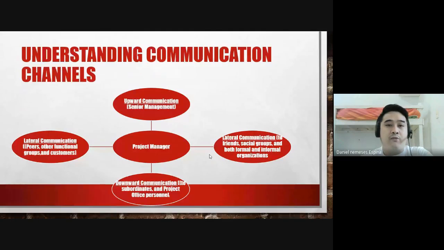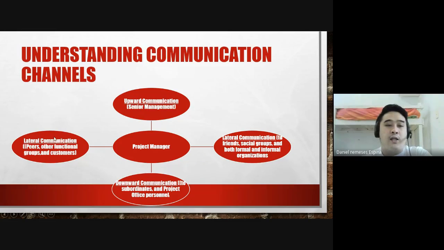So understanding the communications channels. So di ba natin vertical and horizontal. Okay? So in the vertical communication, we have the upward communication and the downward communication. So the project manager as the center. If you're communicating to your senior management, that's called upward communication. And if you are talking to your subordinates and project office personnel, that's called the downward communication.